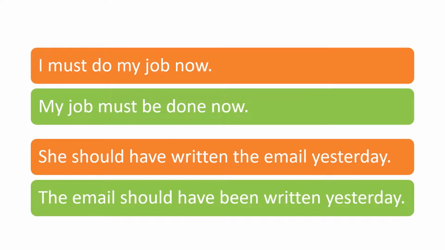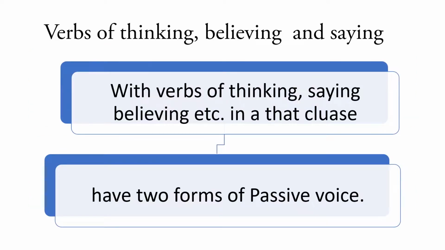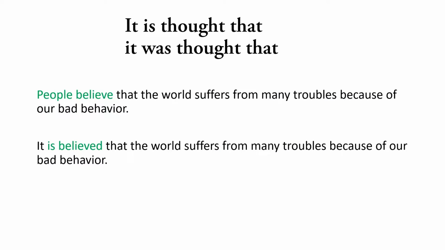Now we have some verbs of thinking or believing and saying. With these verbs, especially in a that clause, these types of verbs have two forms of the passive voice. Okay? Two forms of the passive voice. The first: it is thought that, or it was thought that. We can say it is believed that, it was believed that. It is said that, it was said that.